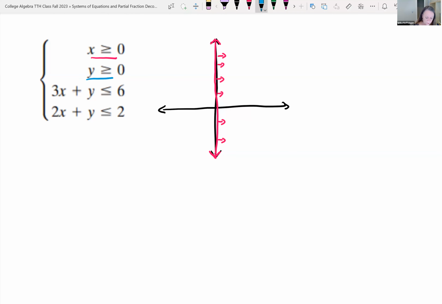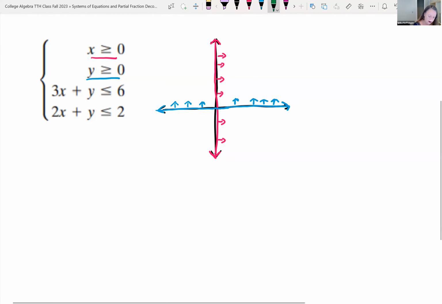For y is greater than or equal to 0, well, y equals 0 is my x-axis. Anything bigger than y equals 0 would be above the x-axis. So like I said, the region that they both share in common is just this first quadrant. Nothing outside of this first quadrant is going to be part of our solution set.